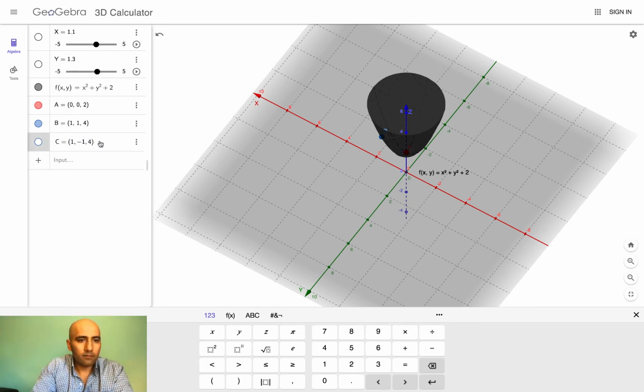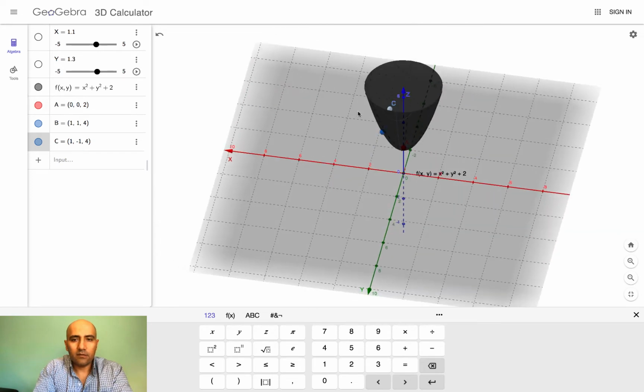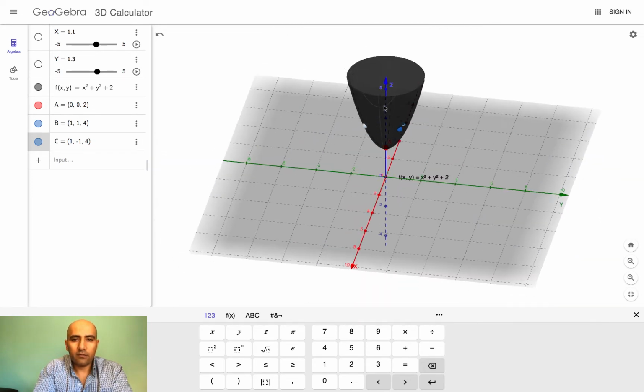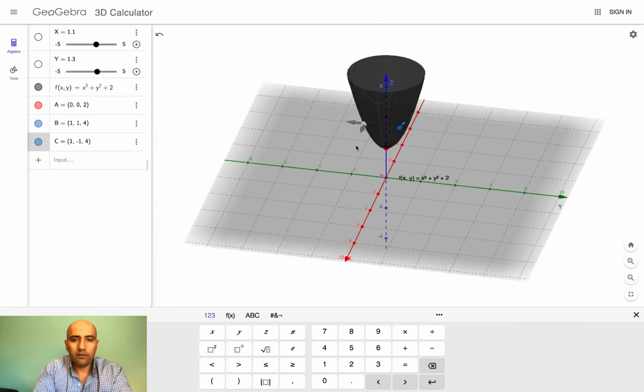So that should also be a point. 1, comma, negative 1, comma, 4. That's point C. Let's find it over here. There it is right there. And B, also the other way around, I could put a negative 1 there. That should also lead to 4.